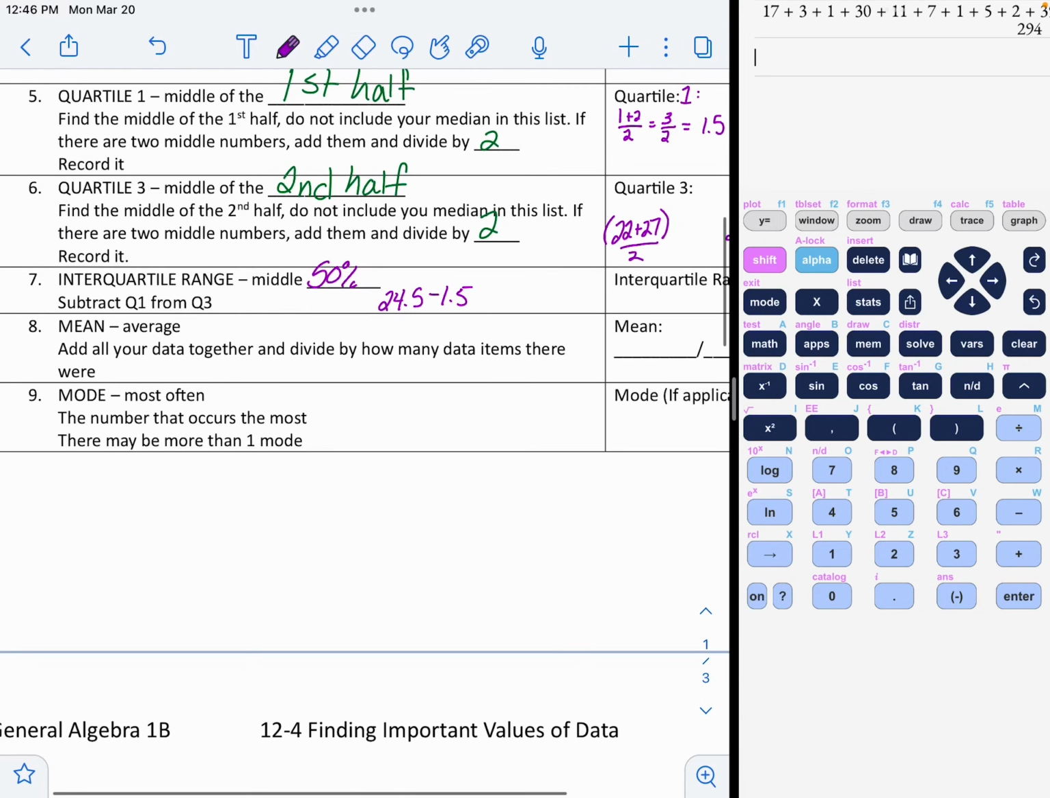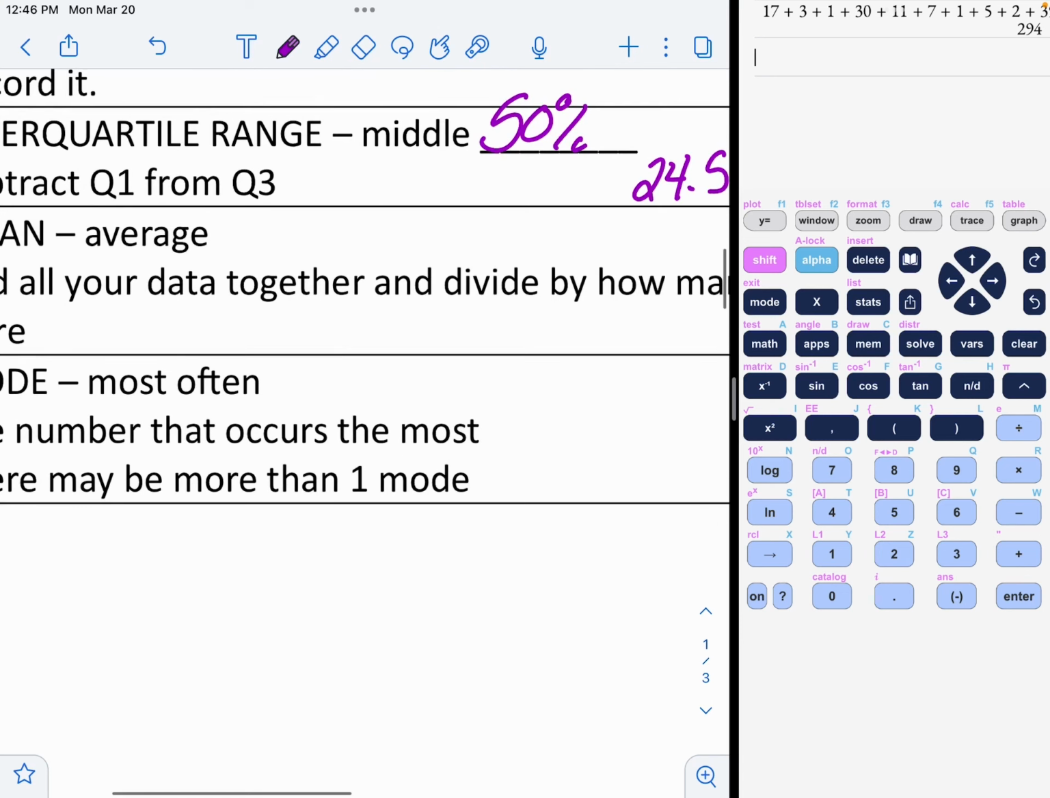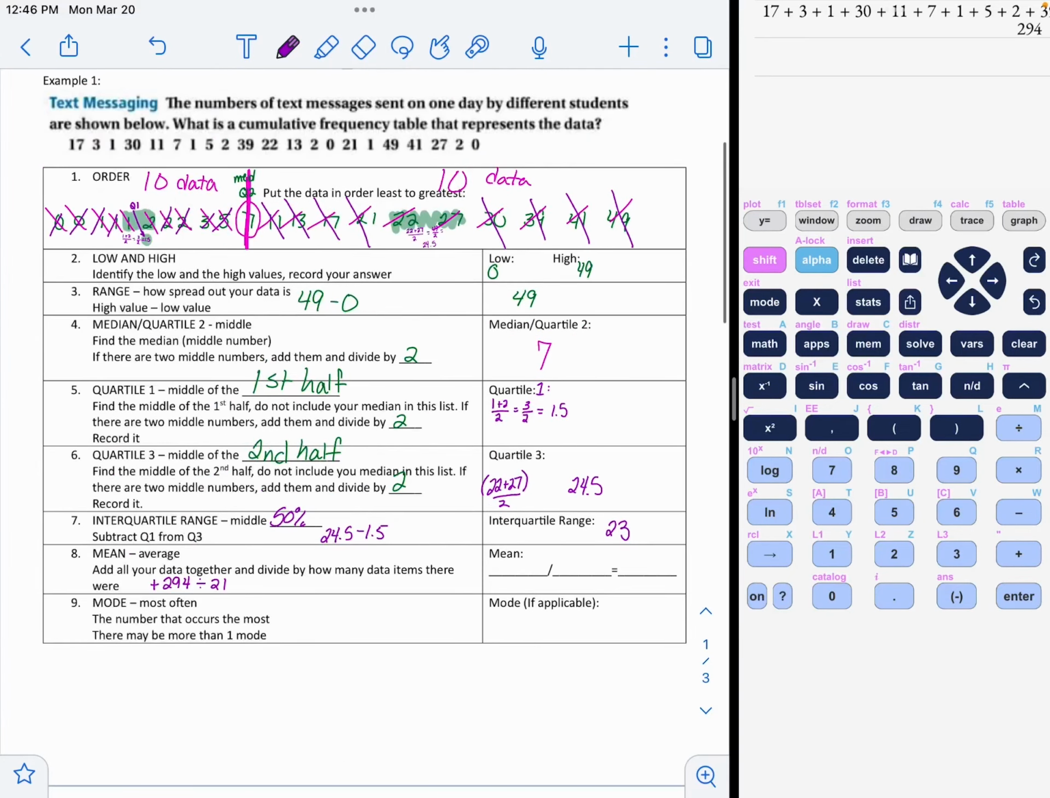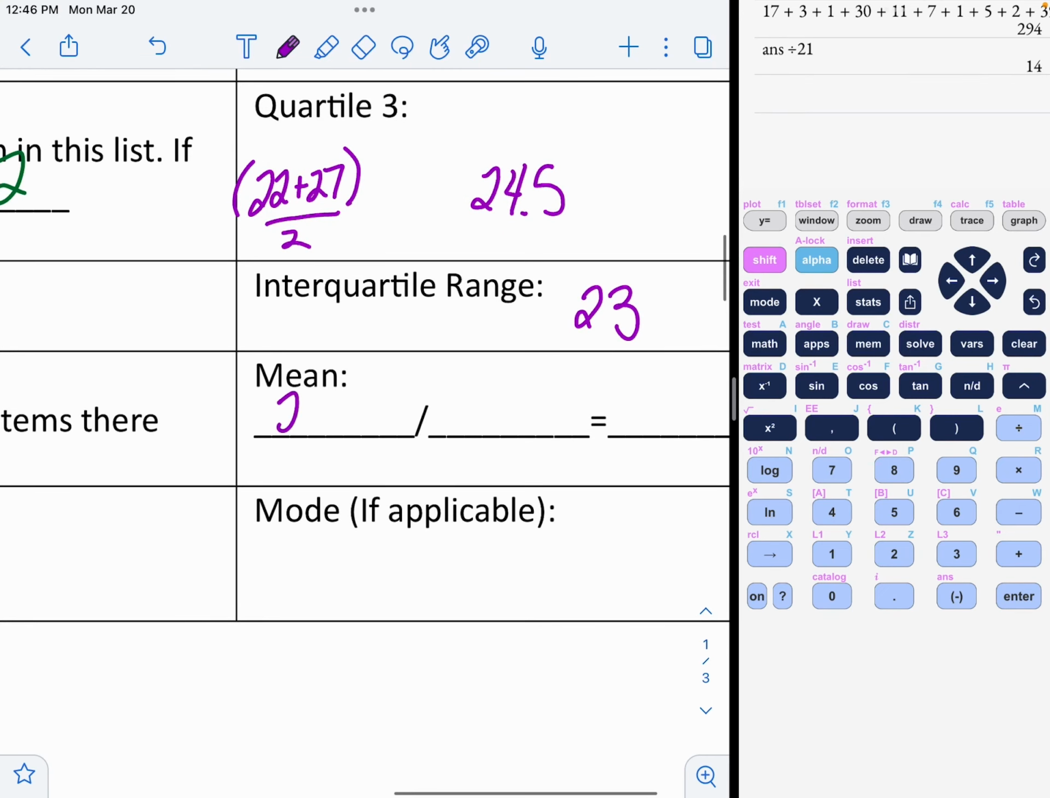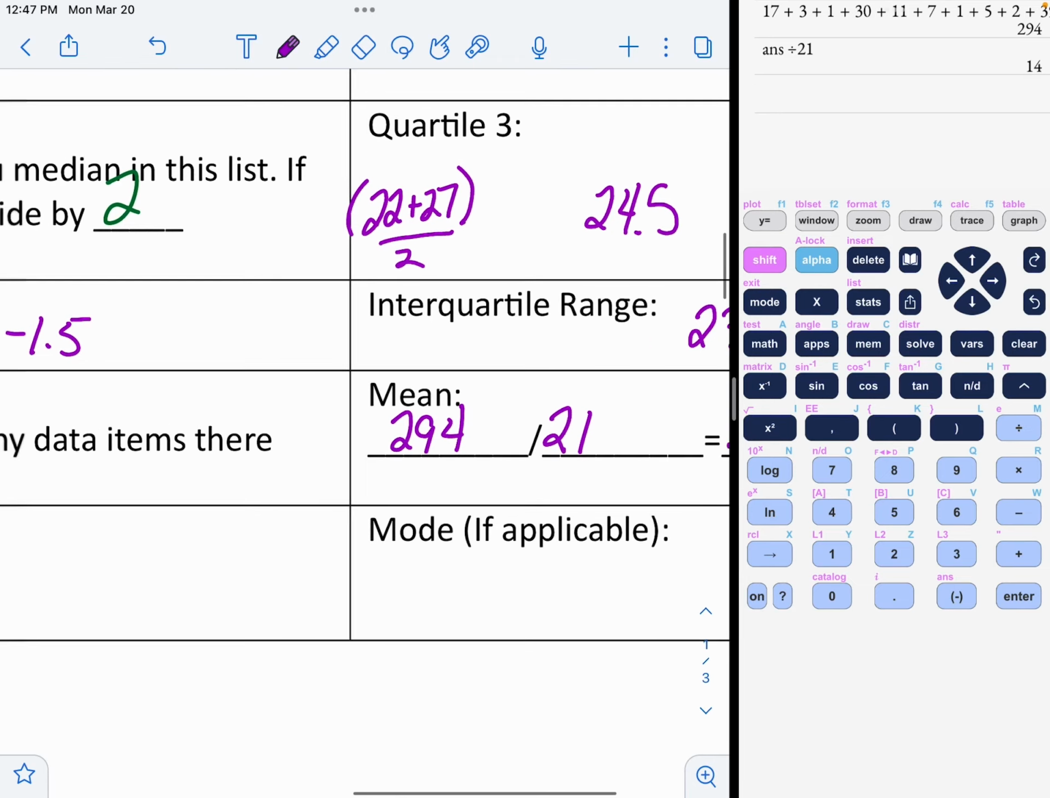In class, it's nice because we'll be checking each other. When I added them all together, I ended up getting 294. And I already counted at the beginning of the problem that there were 21 data items total. That's why I'm dividing by 21. So I had 294, which was my summation, divided by 21. My mean, or my average, is 14.